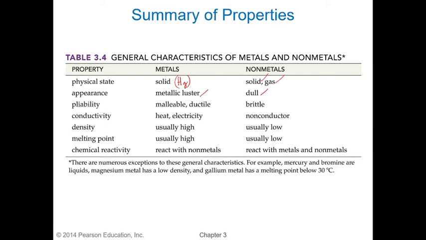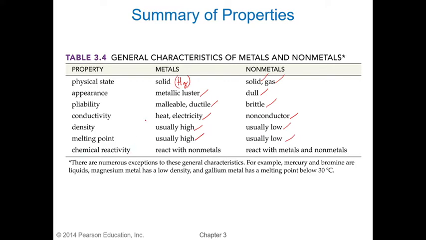Pliability, so malleable, pwedeng gawing mga thin sheets. Pwede ring gawing wiring, so ductile ang ating metals. Our nonmetals are very brittle. Pag pinukpok mo, nagiging powder. In terms of conductivity, it conducts heat and electricity, but our nonmetals are non-conductor. Density, so usually high ang metals, low naman sa non-metals. Also with melting point, usually high, and then usually low for non-metals.